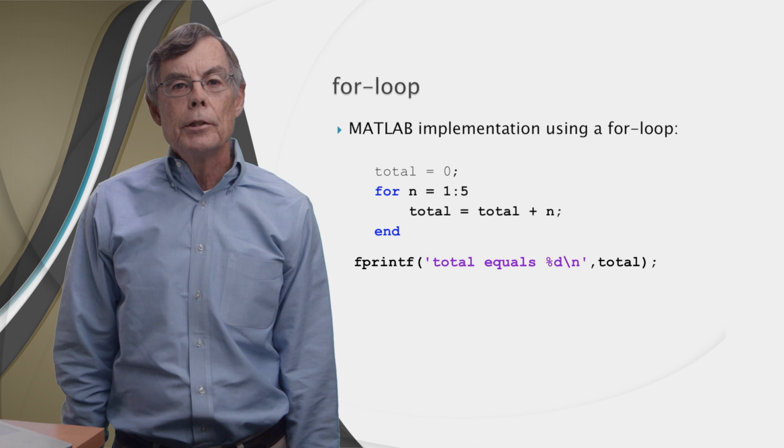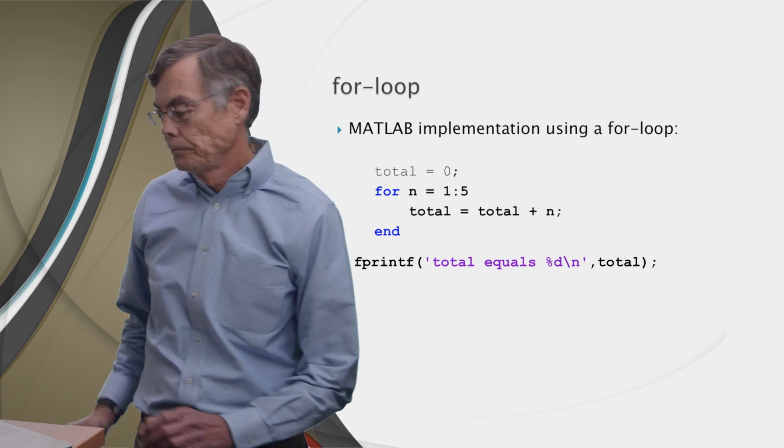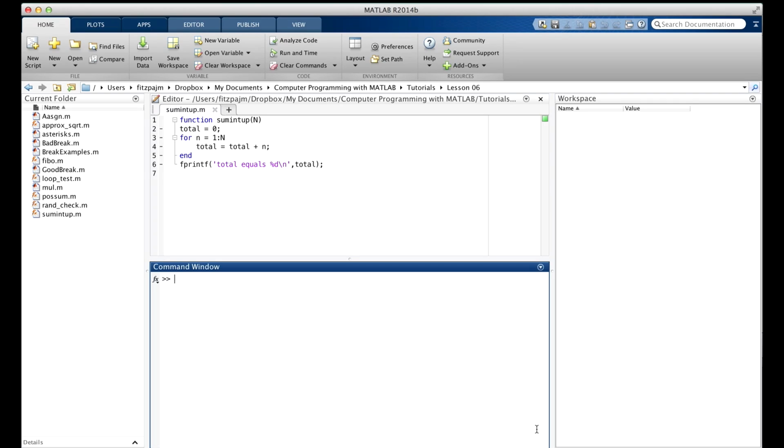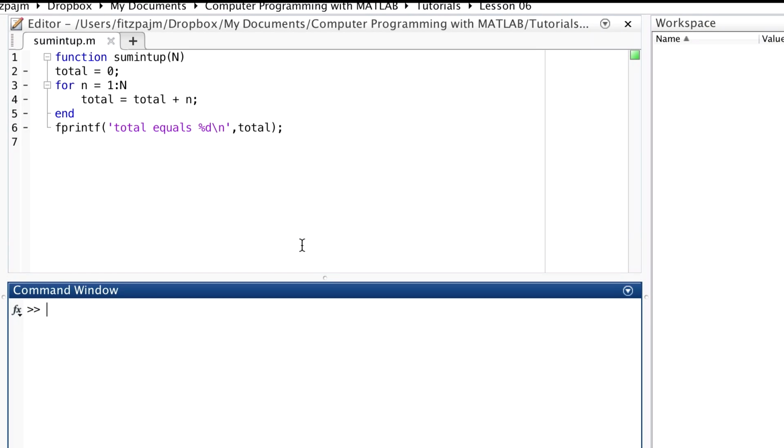Okay, let's see this example inside MATLAB. Here's our summing algorithm inside a function called SumIntUp. But instead of adding the integers from 1 to 5, we add up from 1 to n, where n is the input argument. If we run it like this, we get 15, as we've just seen.